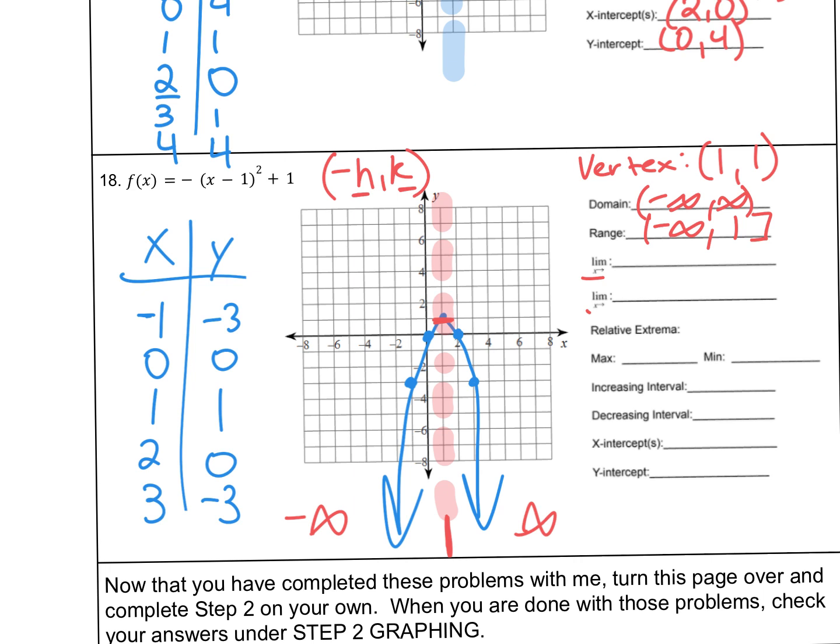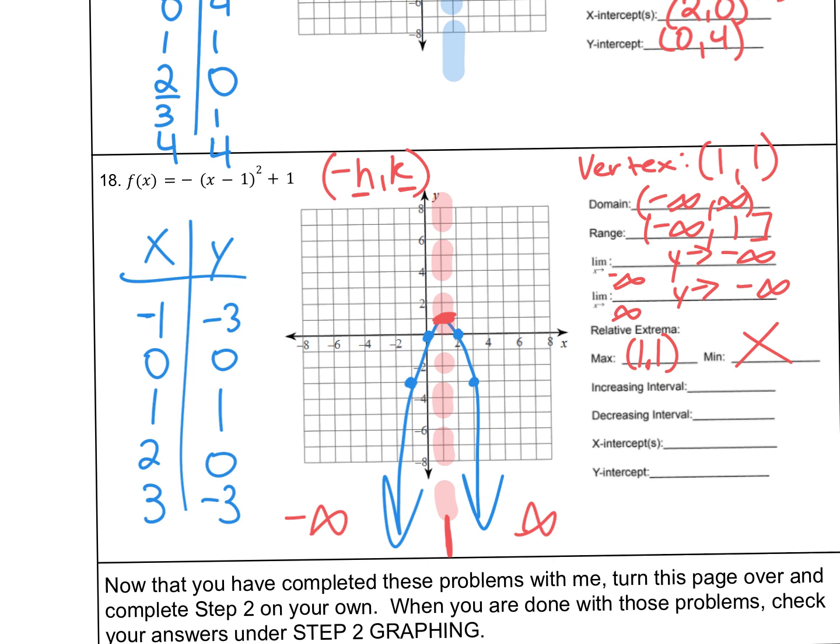X is on the limits. We just copy down the domain. Okay. -infinity, +infinity. And then my y's, we know they're always going to match, and they're both going down forever. Max or a min is the top of a mountain or the bottom of a valley. Obviously, it's the top of a mountain, it looks like, so that's a max, not a min.